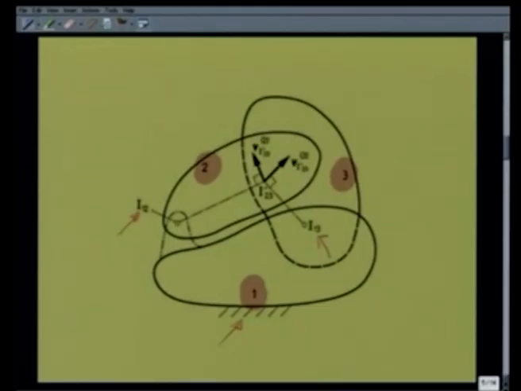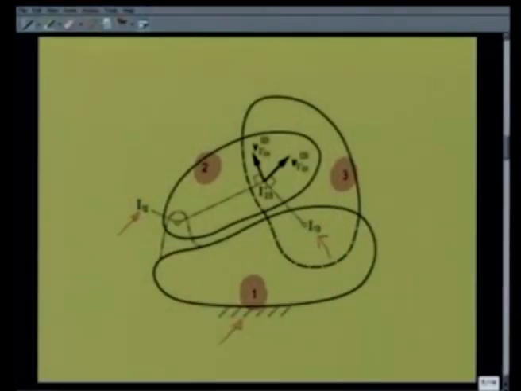Now, let us say that the Aronhold-Kennedy theorem is wrong. That means, the instantaneous center I23 need not lie on the line joining I12 and I13, and let us assume it is at this location, I23 prime. Now, if I23 prime is the relative instantaneous center between bodies 2 and 3, then it must have the same velocity whether I consider it to be a point on body 2 or a point on body 3. That is the definition of relative IC I23.